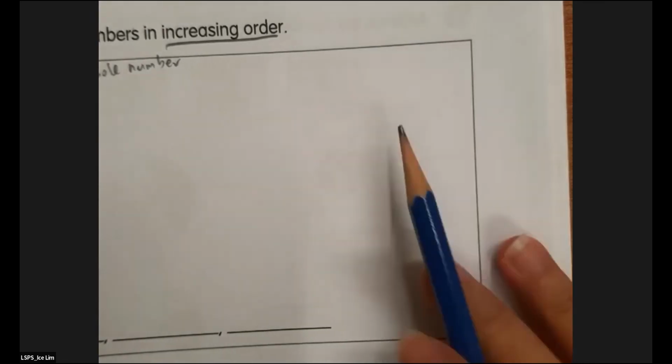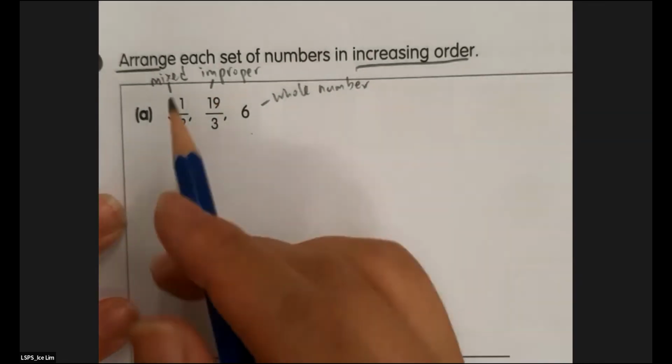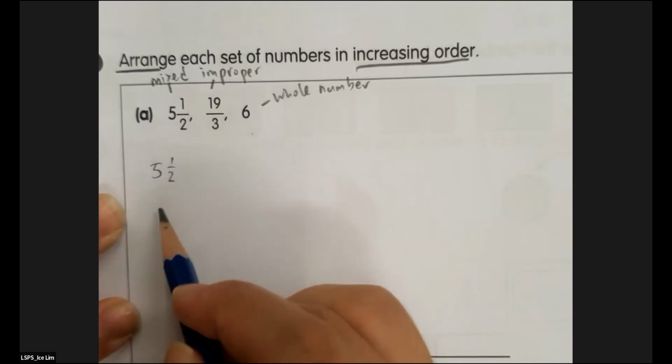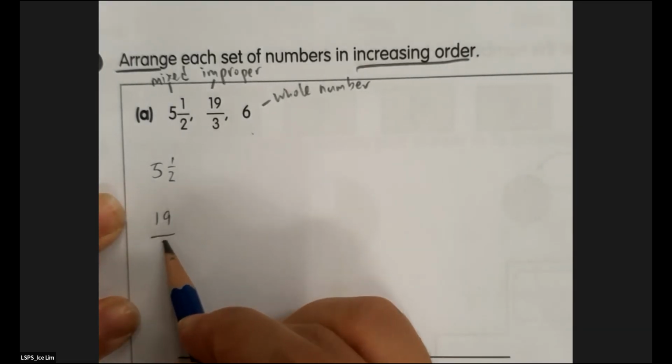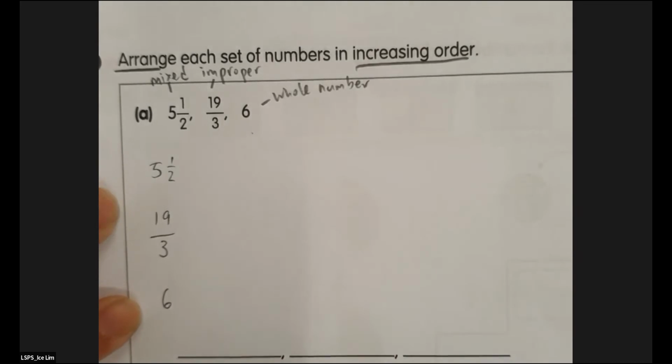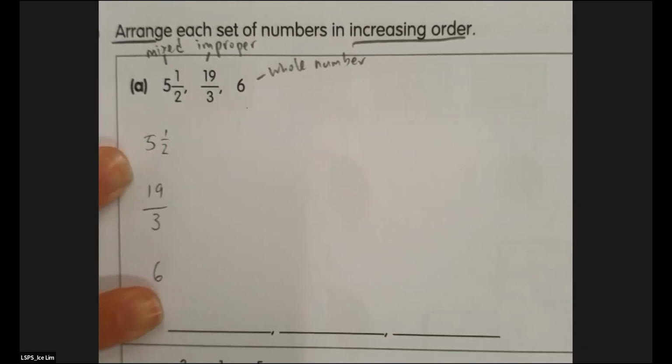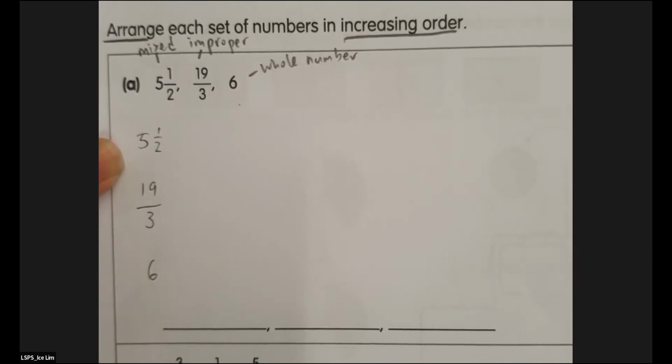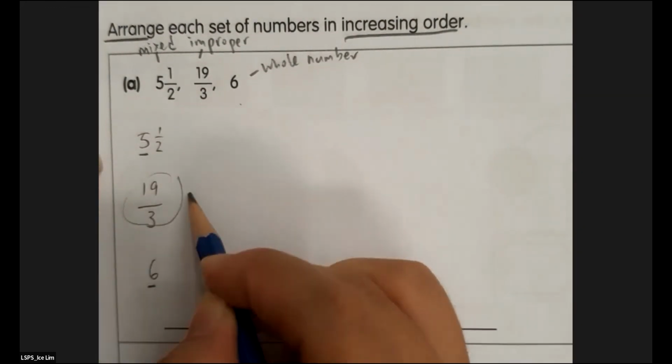So I have 5.5, I have 19 over 3, and then I have 6. So, for 5.5, 19 thirds, and 6, what do you suggest as the best method? You said mixed number. Okay, good idea, because you have one that's a whole number, you see another whole number here. Maybe I change this to a mixed number.